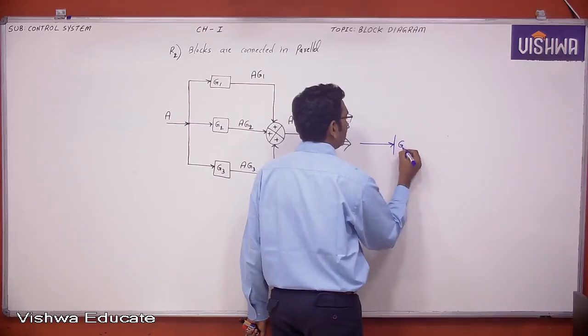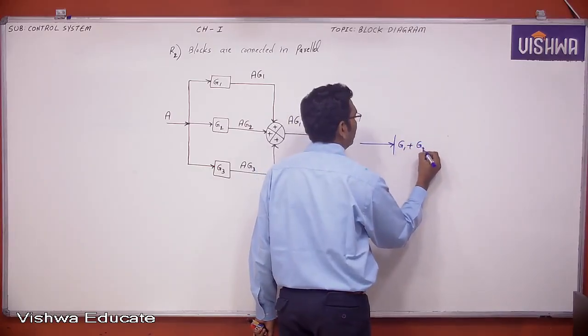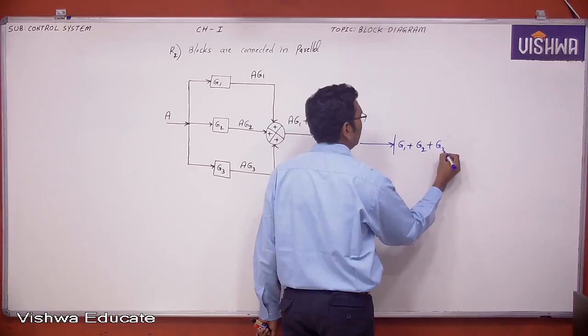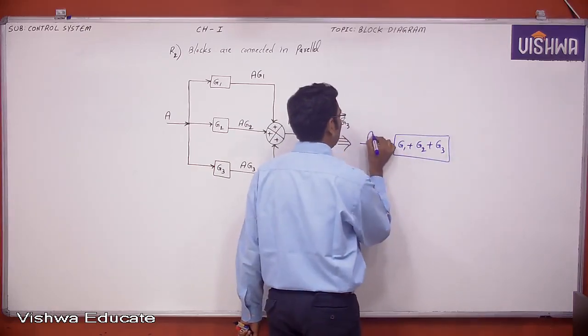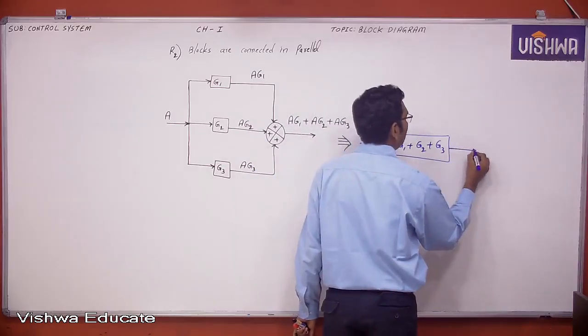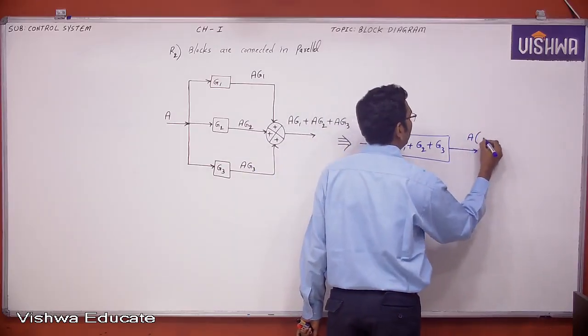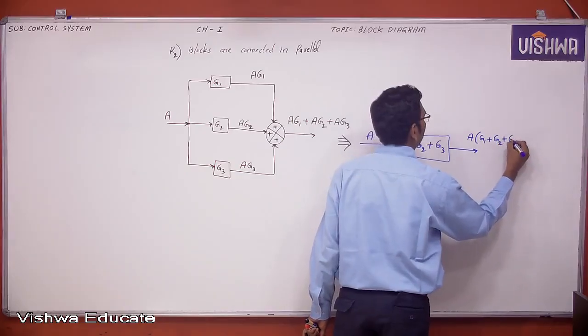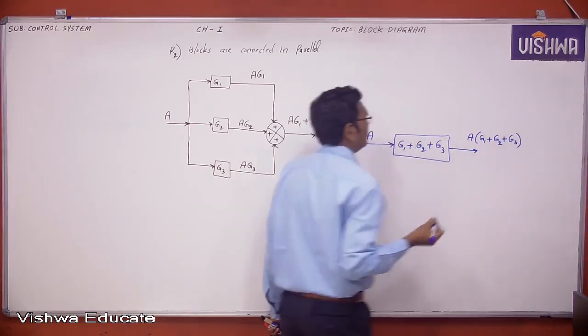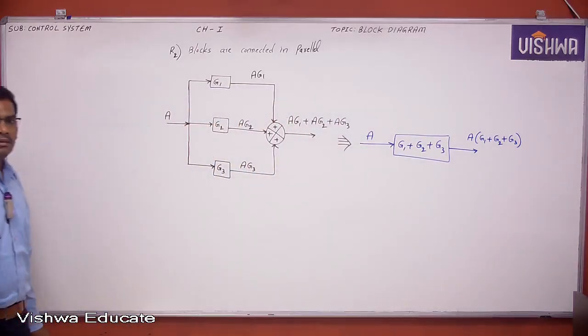So can I write like this? G1 plus G2 plus G3, and your input output relation will not be disturbed. This is A. This is A into G1 plus G2 plus G3. Okay, no doubt.